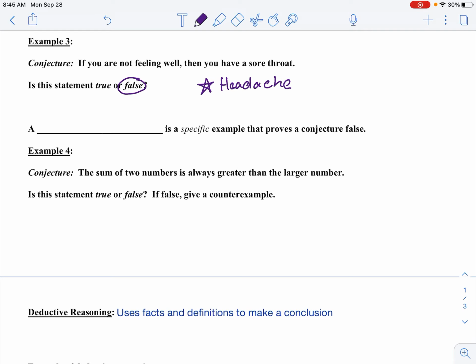And when we show something is false, we will show it's false with a counterexample. Now, a counterexample is a specific example that proves a conjecture false. So for this first one, if you're not feeling well, then you have a sore throat. Well, I showed that that is false because I'm not feeling well and I could just have a headache. So to show something is false, we'll always provide a counterexample. If it is true, it is true for every single case.